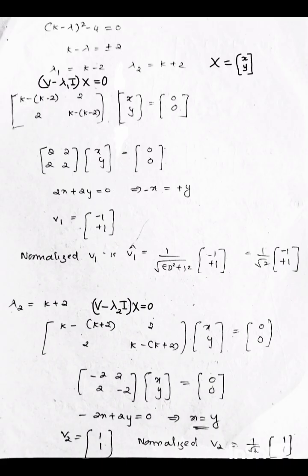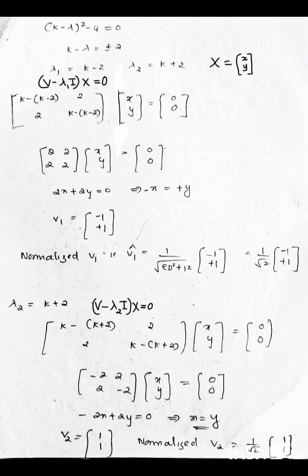That is, [2 2; 2 2][x y] = [0 0]. That is, 2x + 2y = 0. That is, −x = y. That is, v1 = [−1 1]. To find the normalized form of v1, that is 1/√((−1)² + 1²) times the matrix [−1 1], that is 1/√2 times [−1 1].